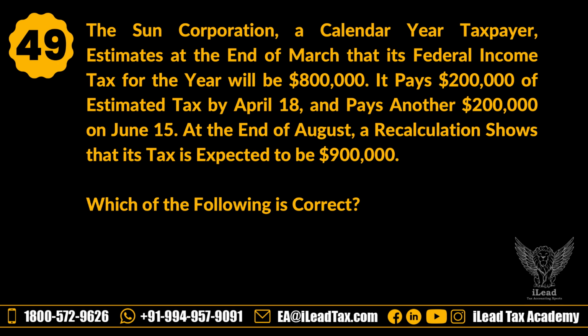The Sun Corporation, a calendar year taxpayer, estimates at the end of March that its federal income tax for the year will be $800,000. It pays $200,000 of the estimated tax by April 18th and pays another $200,000 on June 15th. At the end of August, a recalculation shows that its tax is expected to be $900,000. Which of the following is correct?